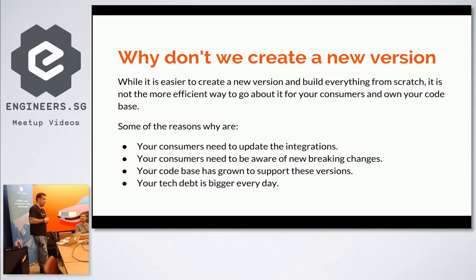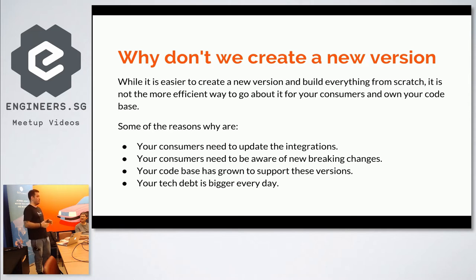So we need to have a contract to abide by. Your code base has grown to support these versions. This is what I was saying. Of course, we are developers, we are good, we are just ready to ship code to the cloud, we are ready to do whatever it takes to make some money. We are going to create another controller, and we are going to create more code, and out of nowhere, you have so much code that you don't even know how to touch it, right? And then it's not about touching code. We are good at touching code.